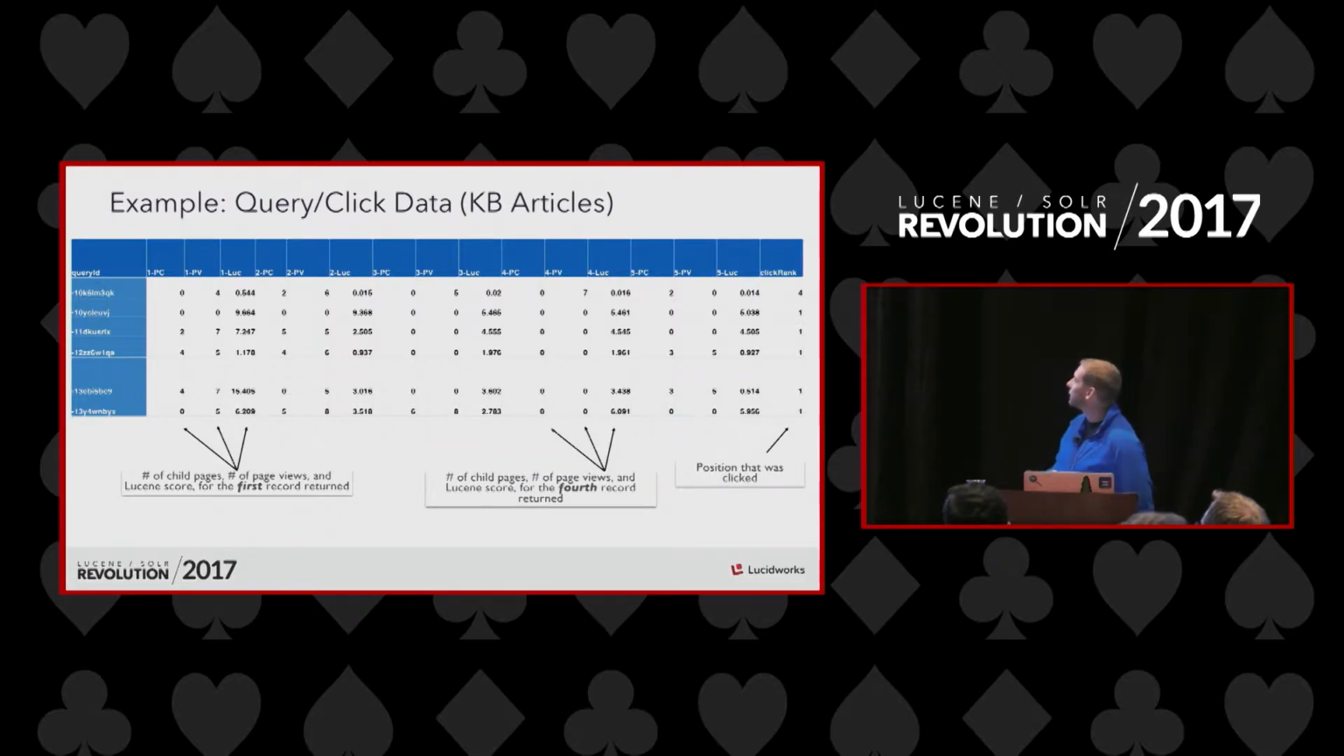And ultimately, I know what the user did with that query. So in this first row, the user clicked on the 4th result. They might have clicked on more than one result. But this is basically what the data looks like that we have to train from.